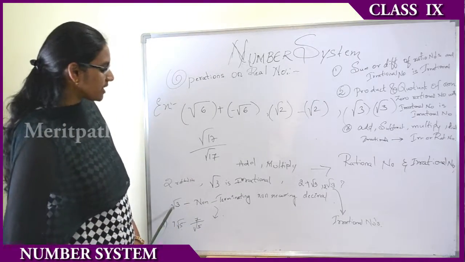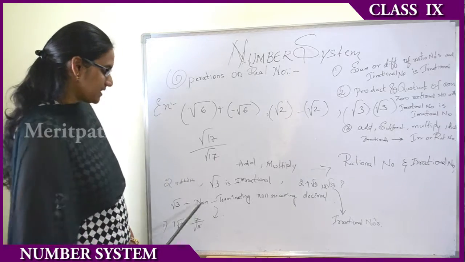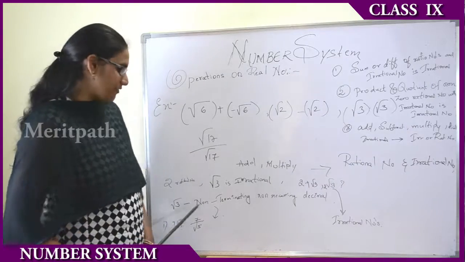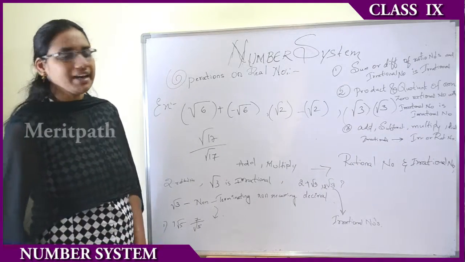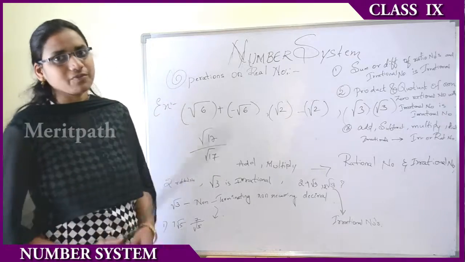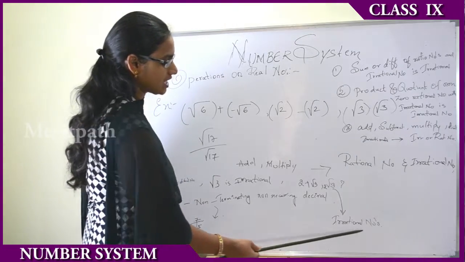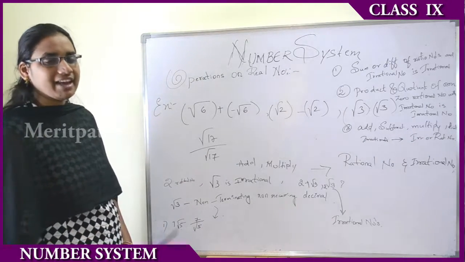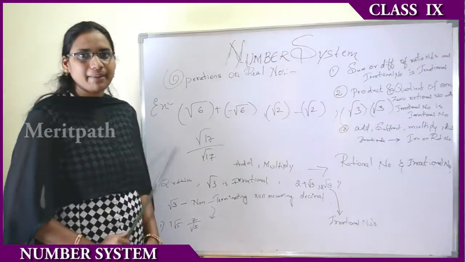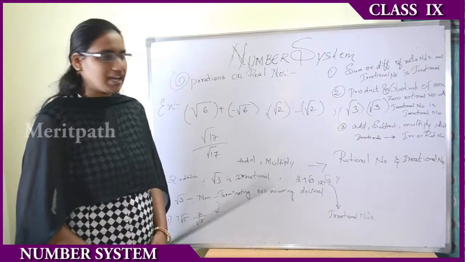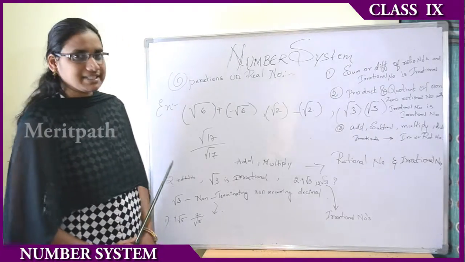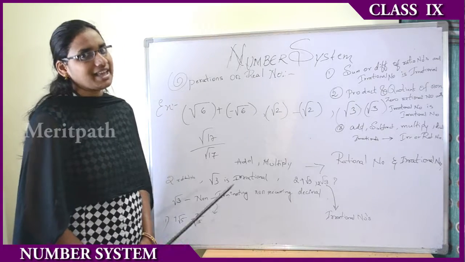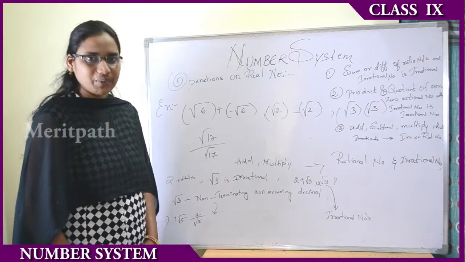Root 3 is an irrational number, that is, a non-terminating, non-recurring decimal. As one of the numbers is irrational and one is rational, the result we obtain is an irrational number only. Let us take another example, 7 and root 5. 7 is a rational number and root 5 is an irrational number. When we multiply, 7 root 5, or divide 7 by root 5, we obtain an irrational number only.